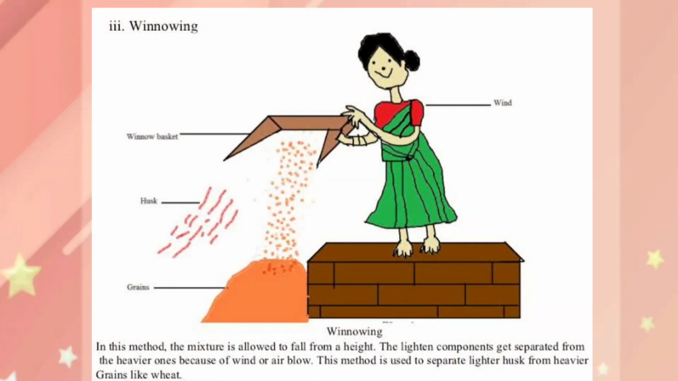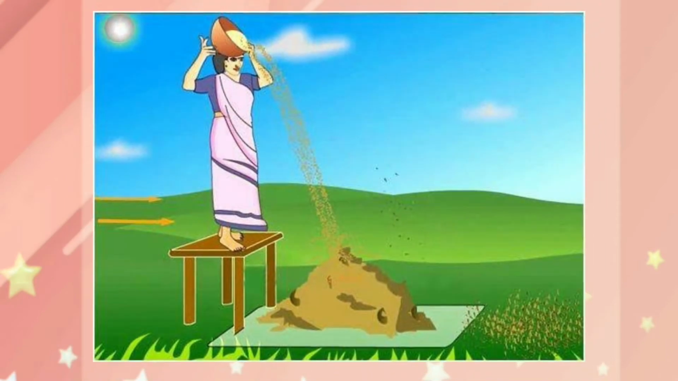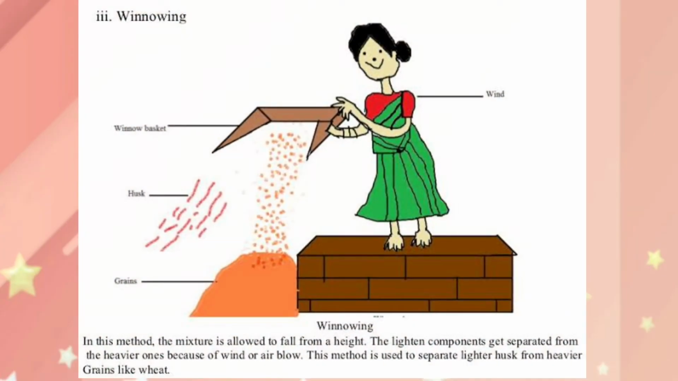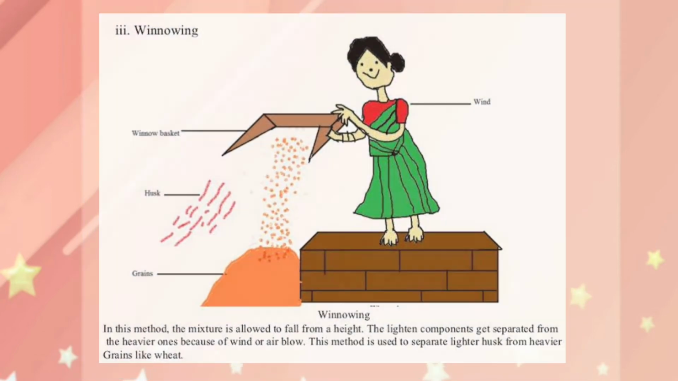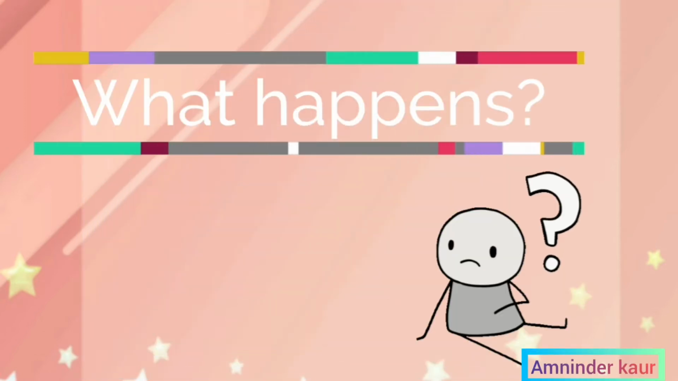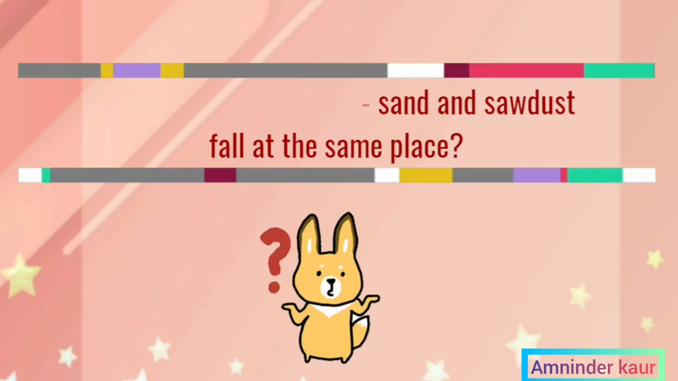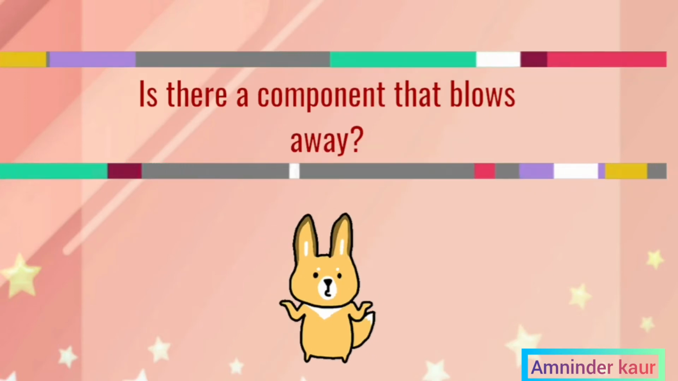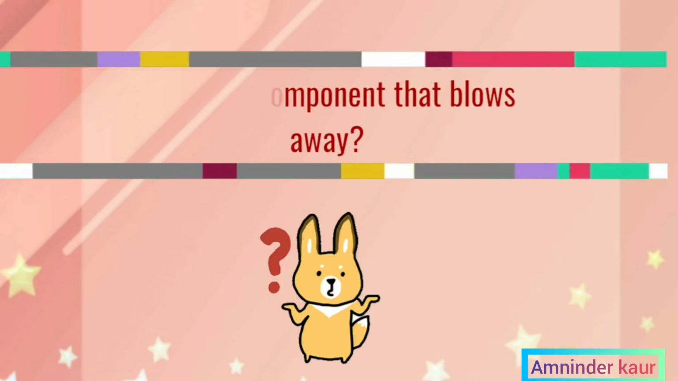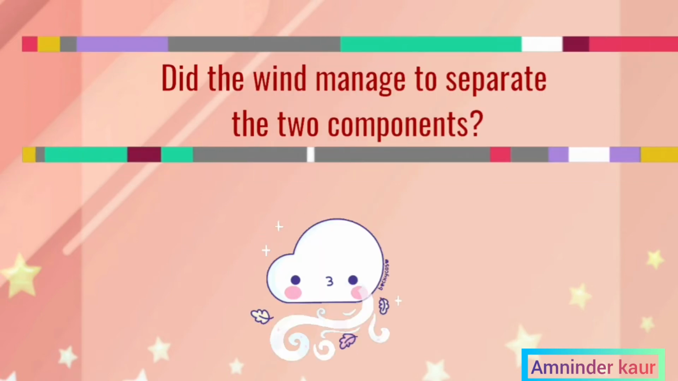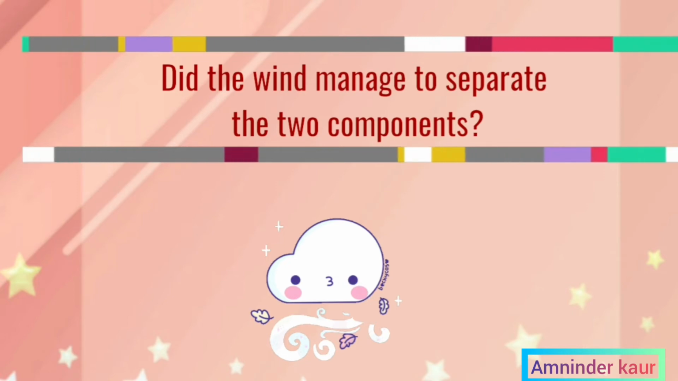Now, take your mixture to an open ground and stand on a raised platform. Put the mixture in a plate or sheet of paper. Hold the plate or the sheet of paper containing the mixture at your shoulder height. Tilt it slightly so that the mixture slides out slowly. What happens? Do both the components, sand and sawdust, fall at the same place? Is there a component that blows away? Did the wind manage to separate the two components?